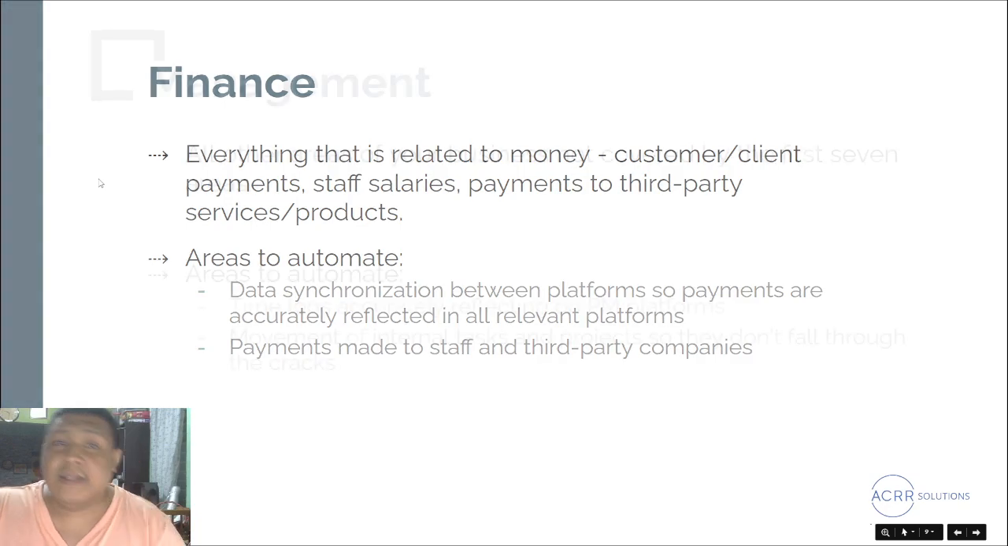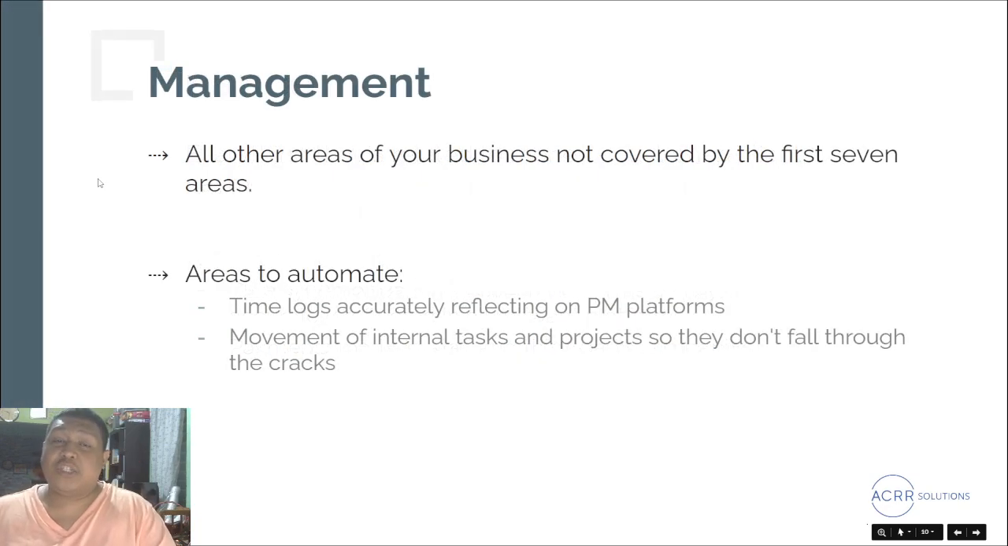And finally, it's the area of management. The area of management is again every other area that is not covered by the first six areas. I'm sorry, this is the seventh area. So everything else, the seventh area, is everything that is not covered by the first six areas.